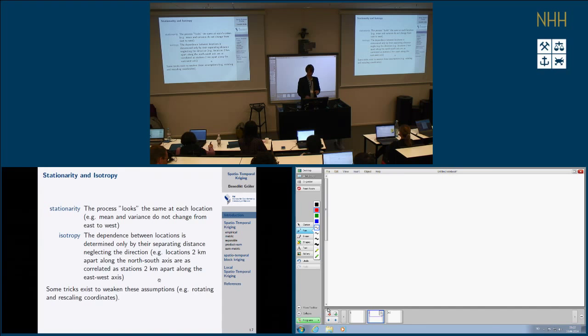And for isotropy, there's the possibility to rescale your coordinates a little bit. So if the correlation along north-south is much stronger than east-west, you can make the distances east-west smaller to appear as strong as the north-south distances. That's one way to get along with isotropy. But for the first simple assumption, we assume we have a stationary isotropic random field.